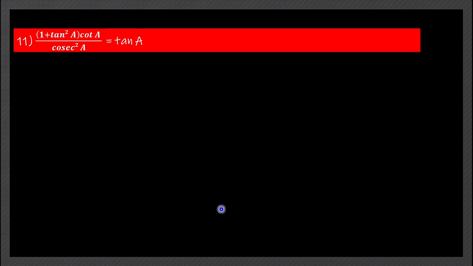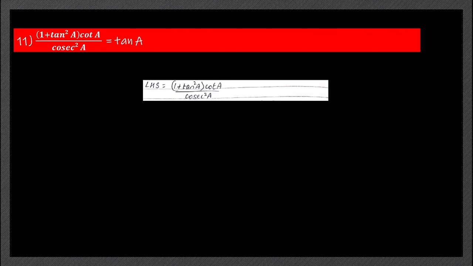Question number 11. 1 plus tan square A into cot A divided by cosecant square A equals tan A. Okay, write the LHS as such. We know 1 plus tan square A equals secant square A, by using the standard identity which we have listed in the first video. You can go back to that. How we derived it also I have taught over there. I have explained in detail. You can check that.